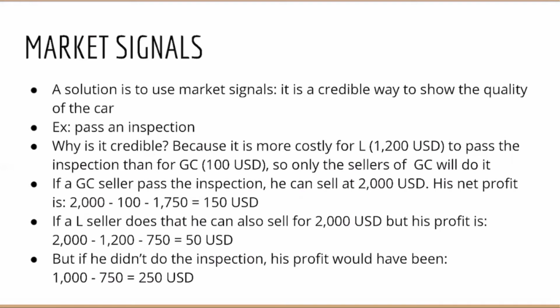So it is better for a lemon car seller to not pass the inspection and only for a good car seller to pass the inspection. And so now the buyers have a signal. They see that if a car has passed the inspection, it's a good car, and they are willing to pay $2,000. And if it didn't pass the inspection, it's a lemon car and they are only willing to pay $1,000. But it's fine because now you make your decision with all the information available, so you pay the correct price, let's say the fair price.